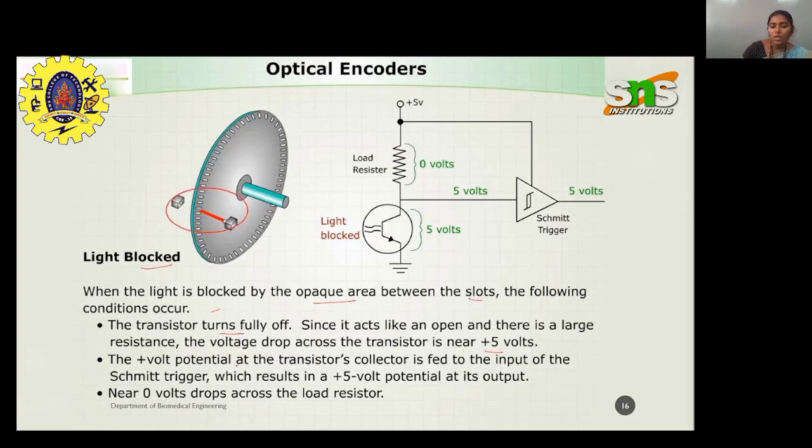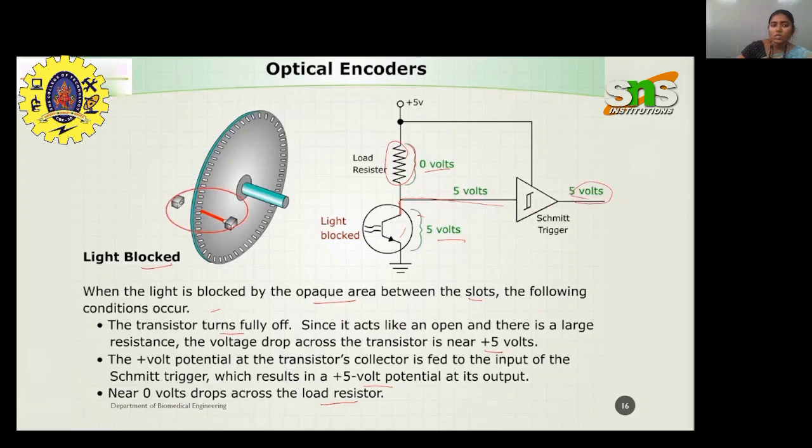Since again the transistor's collector is fed to the input of the schematic, the output of the schematic will also be 5 volts at the end. Near 0 volt is dropped across the load resistor. Since we have a very large resistance here, we have the voltage drop of 5 volts. The 5 volt developed across the transistor is given to the input of the schematic, so the output also gets 5 volts.